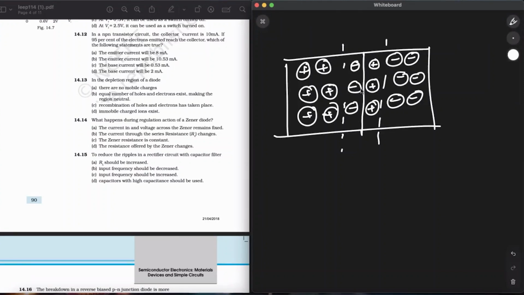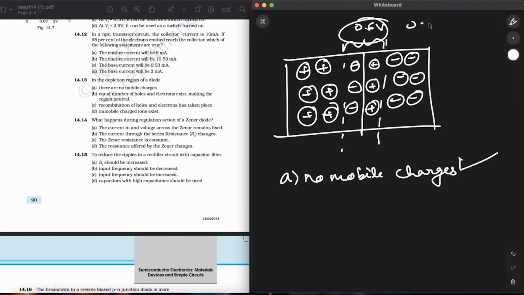So now, are mobile charges there or not? Option A, no mobile charges, is absolutely correct. Why? Because these are not mobile charges. They cannot go freely around in this whole region. They are just transfers due to the potential difference. Initially there is a 0.6 volt, 0.8 volt potential difference that is generated across this depletion layer. So these are not free charges, so these are not mobile charges.